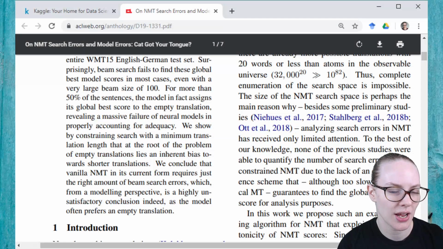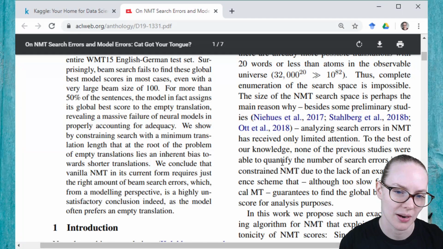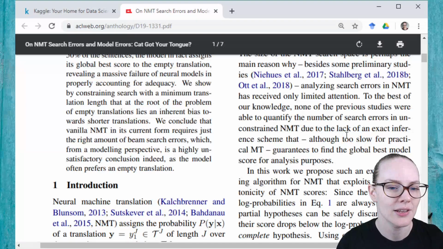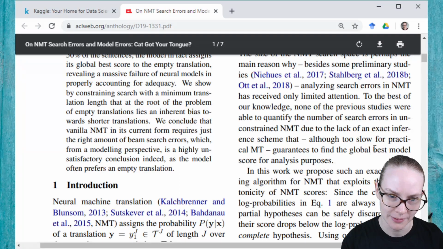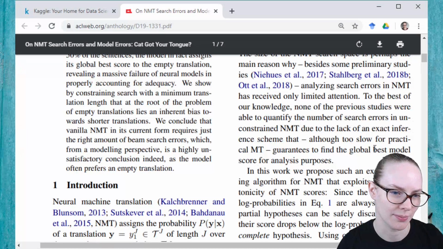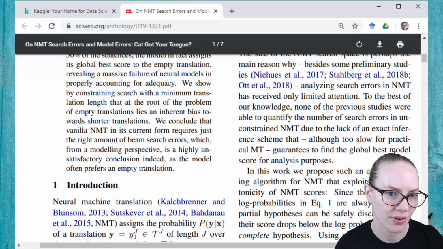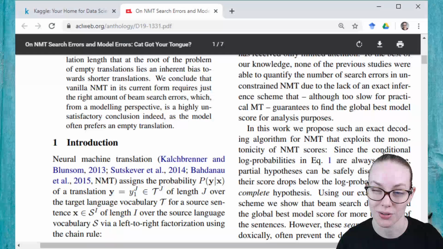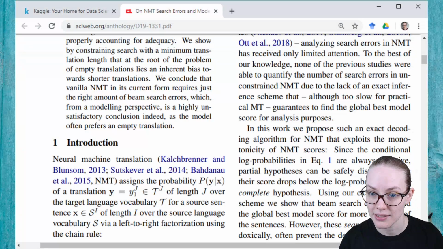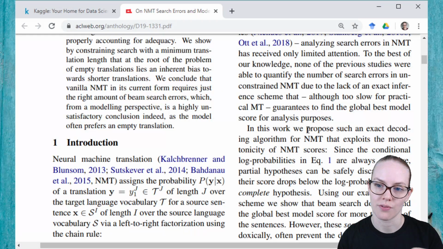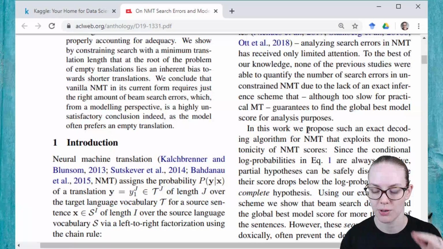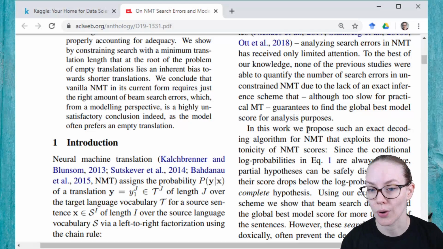To the best of our knowledge, none of the previous studies were able to quantify the number of search errors in unconstrained NMT due to the lack of an exact inference scheme, which will be proposed in this paper, that, although too slow for practical MT, guarantees to find the global best model score for analysis purposes. So the inference they're proposing here probably won't work super well, for example, when serving the model online, because the latency is just slow. But if you're figuring out models to then put into production, this could help you learn more.